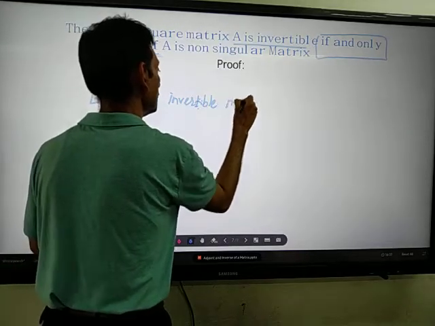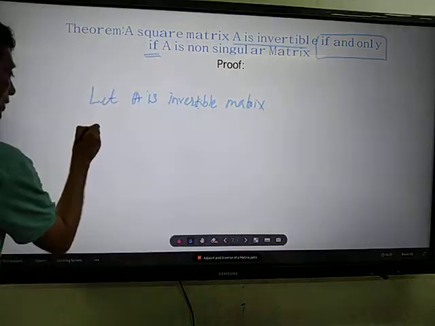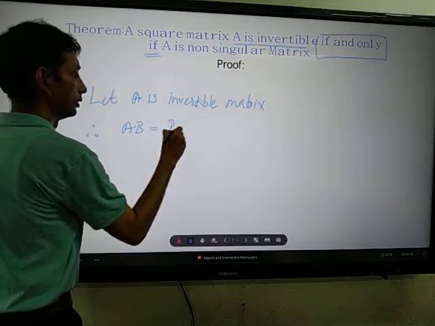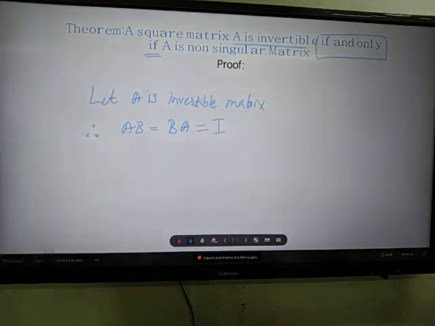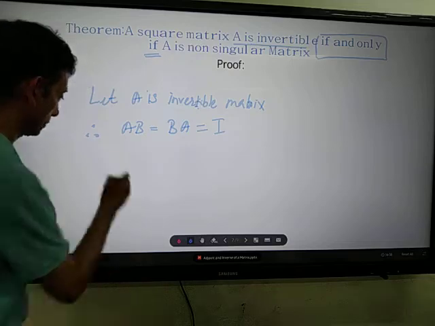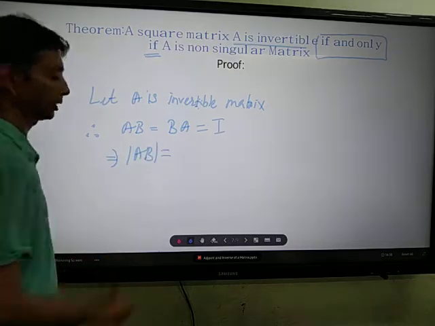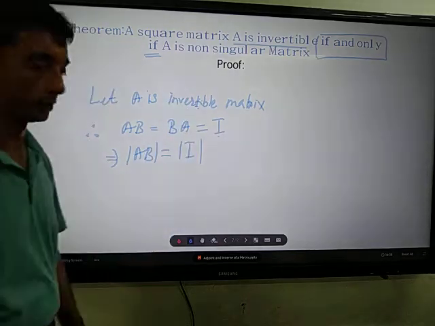A is an invertible matrix. Therefore, we can definitely write AB = BA = I. I have already explained this: let A be an invertible matrix, then AB = BA = I. As the next step, we'll take the determinant: determinant of AB, and we'll use this I.